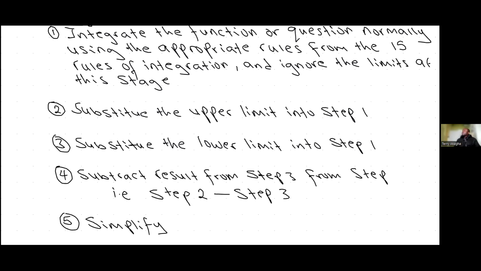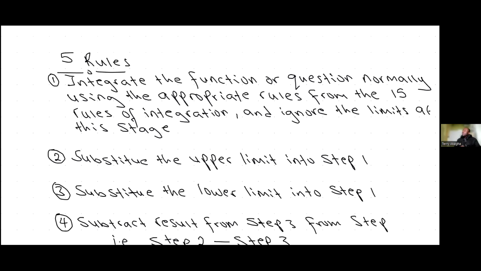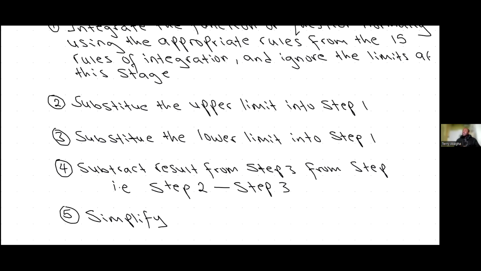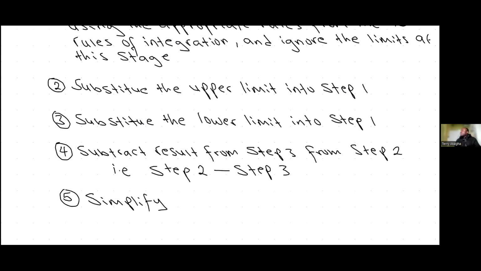So these are the 5 rules. You integrate the function normally using any of the 15 rules, then substitute the upper limit into step 1, then substitute the lower limit, then subtract step 3 from step 2, that is step 2 minus step 3. Then after that, you simplify. All right, let's pick an example to explain this.